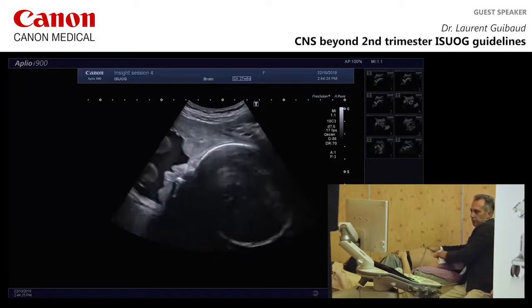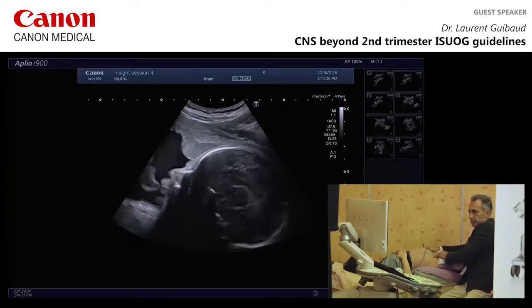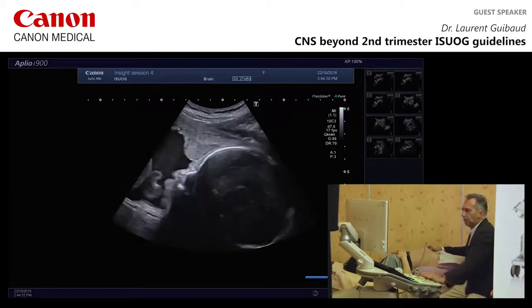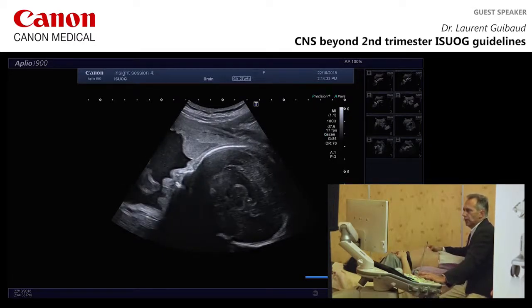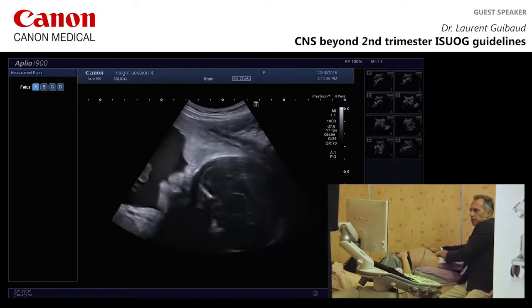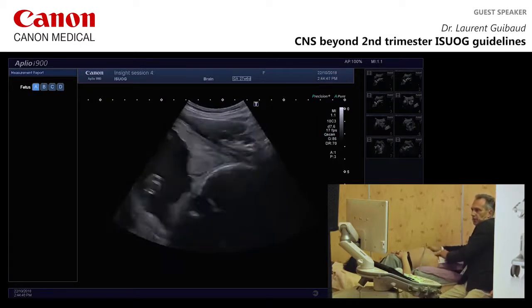You know that I tried to do my best, but okay, it's not perfect. You may see the corpus callosum here, from here to here, but you want to see the entire part, and I agree with you that I want to see the entire part.